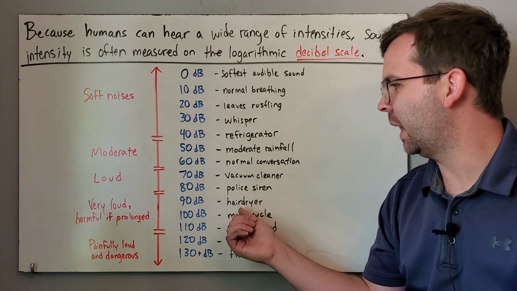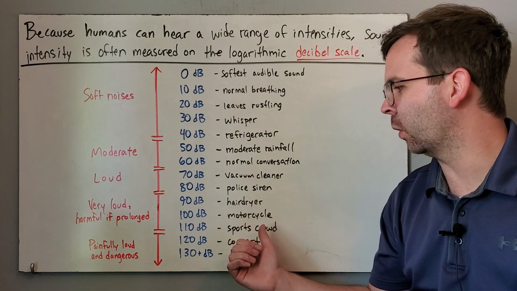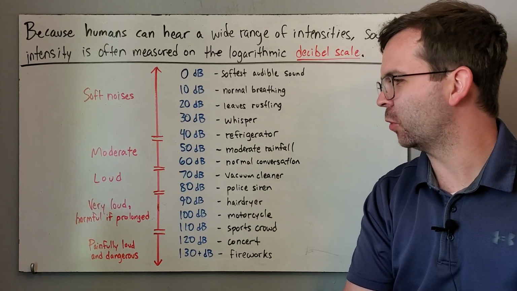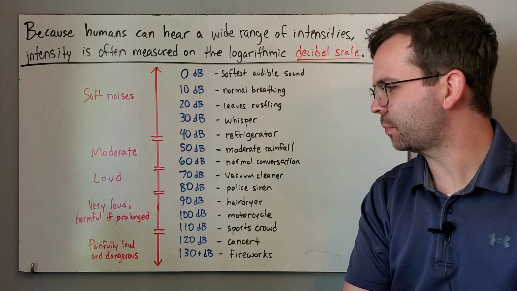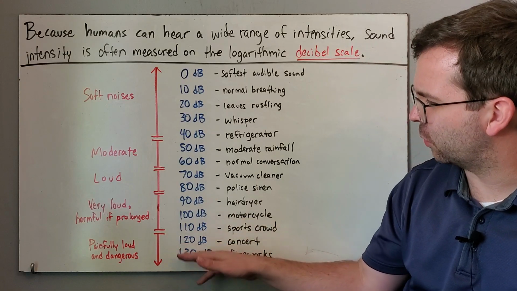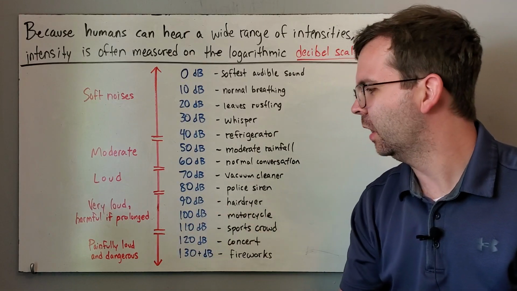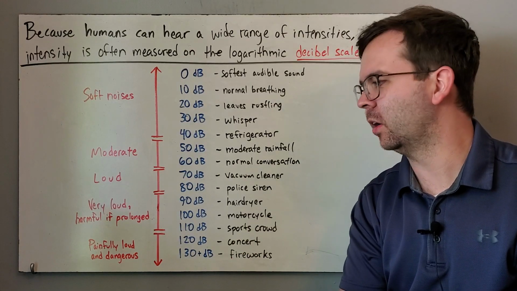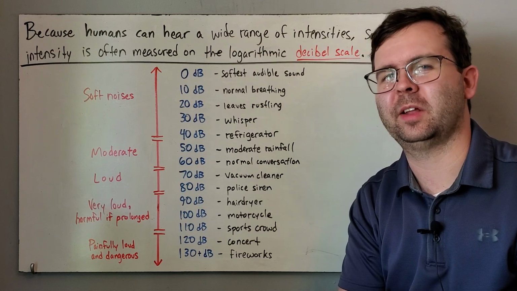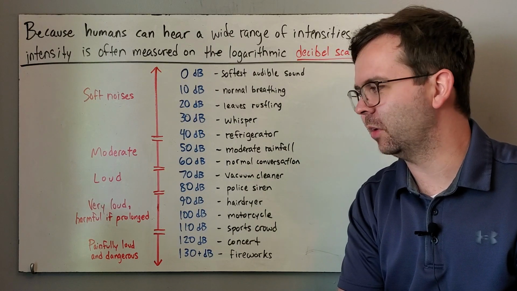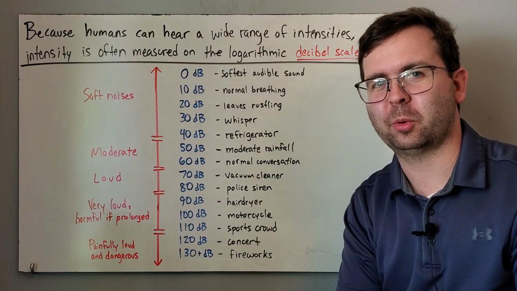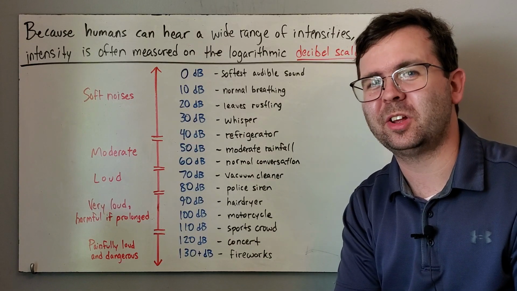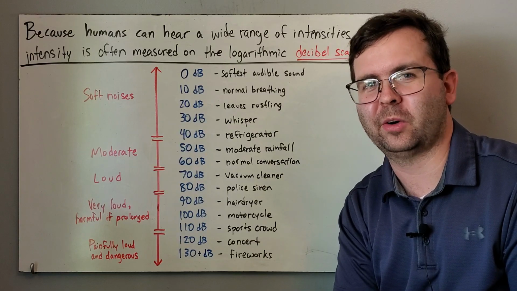Things like a hairdryer or a motorcycle or a sports crowd, like getting really loud for a minute there. Those are very loud sound waves. And then even higher than that, we get up to 120, 130. We could keep going. Things like a concert or fireworks, these things are painfully loud at times, and they can be dangerous to your hearing. And so you have to be careful about long exposure to these kinds of things. But anyway, that's how we measure intensity of sound and what makes something louder or softer.